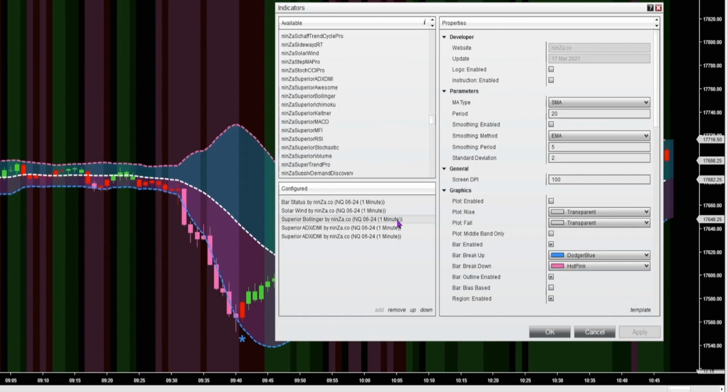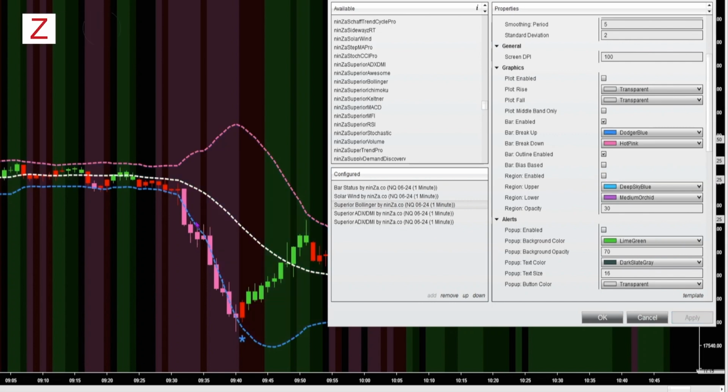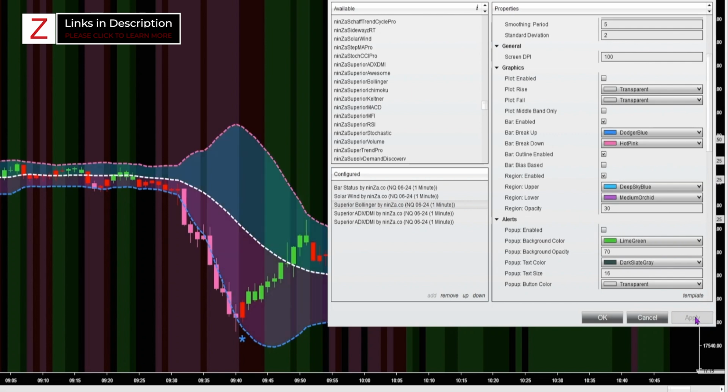That was it. For the superior Bollinger Band, all I have is the bar color enabled, none of the other markers. Got this region enabled, but I could turn it off if it's just too much. You know, that might be easier for some people to see. I like having it on.